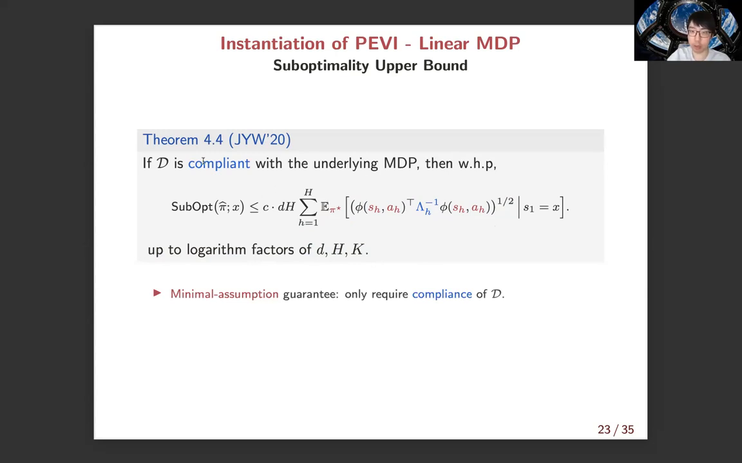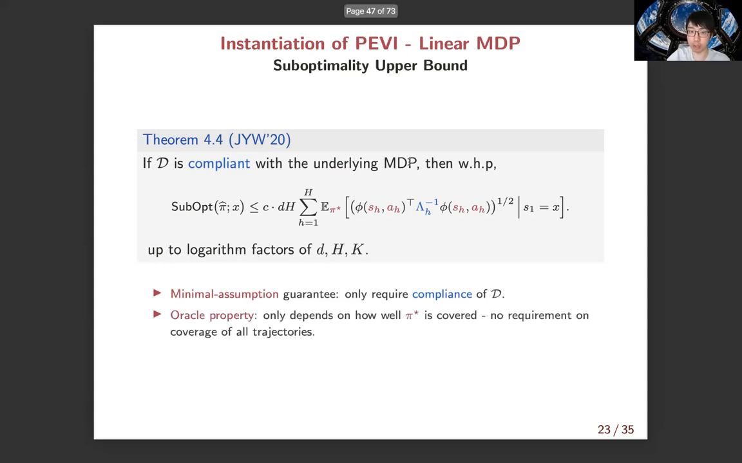And the only assumption we require is that the data set is compliant with the underlying MDP, which essentially says that the data set is generated by the underlying MDP, no matter what the behavior policy is. And we do not assume a sufficiently nice behavior policy. So this is a kind of oracle property like we have in statistics.